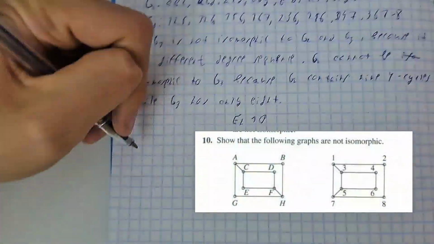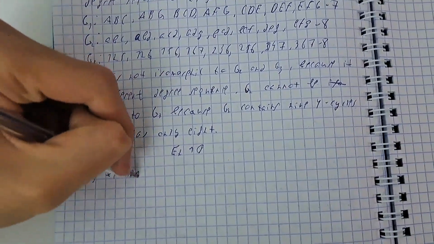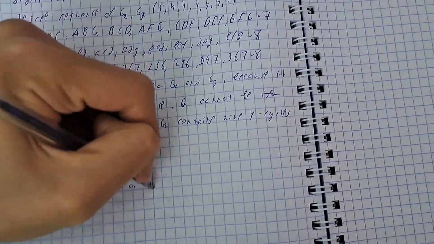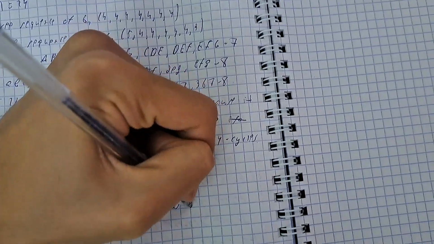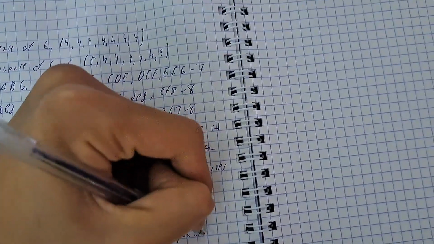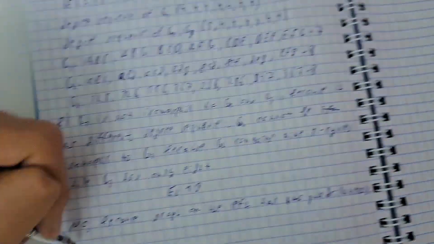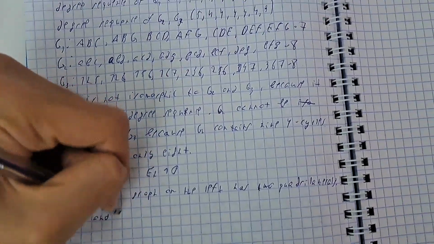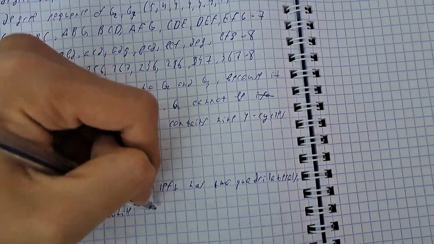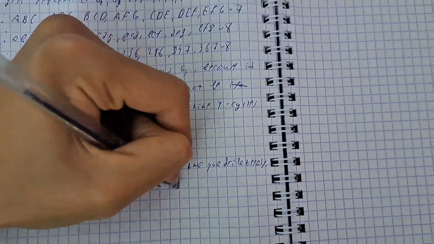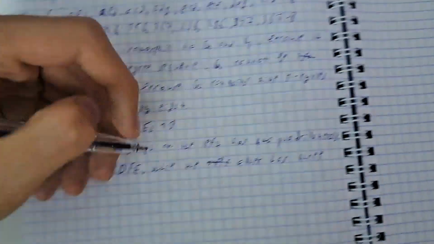Next, exercise 10, we should show that the following graphs are not isomorphic. These graphs are not isomorphic because the graph on the left has 2 quadrilaterals, ABHG and CDFE, while the other has 3 quadrilaterals: 1 2 8 7, 3 4 6 5, and 1 3 5 7.